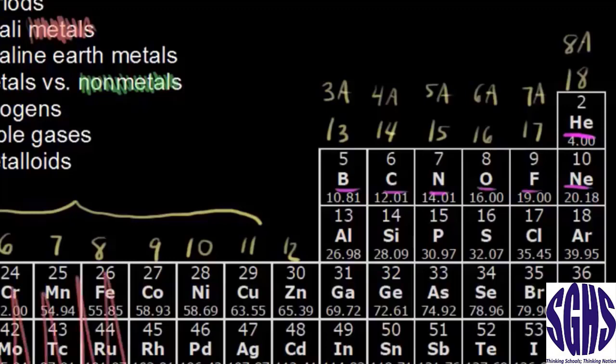Let's just talk about metals in general for a minute, the properties of metals. Metals are solids at room temperature, except for mercury. So here is mercury down here, which is a liquid at room temperature.